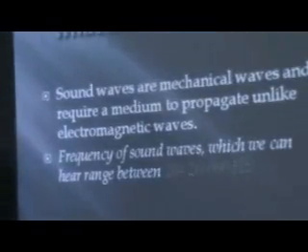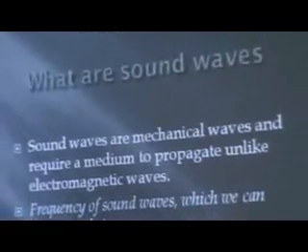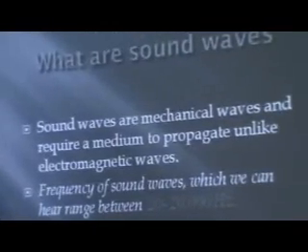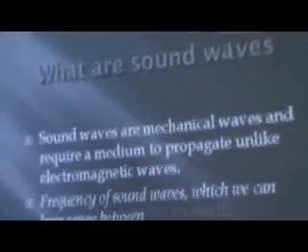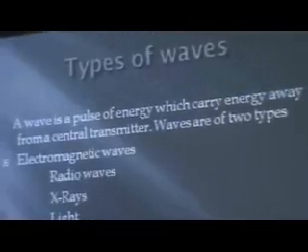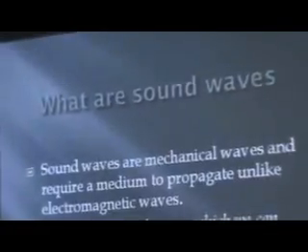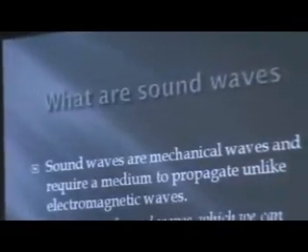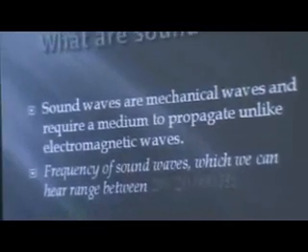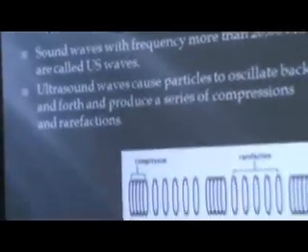Examples of mechanical waves are water waves as well as sound waves. Now what are sound waves? All those waves which we can hear with our ears are sound waves, and the frequency of sound waves is between 20 and 20,000 hertz. All those waves with a frequency less than 20 are infrasound waves, and those with a frequency more than 20,000 are ultrasound waves. So ultrasound waves are mechanical waves which require a medium for their propagation, and the frequency of sound waves is between 20 and 20,000 hertz, and that of ultrasound waves is more than 20,000 hertz.